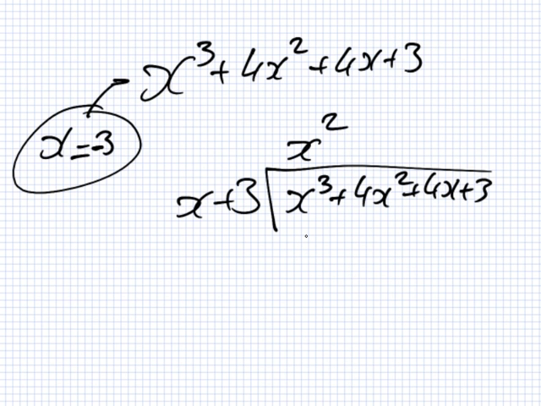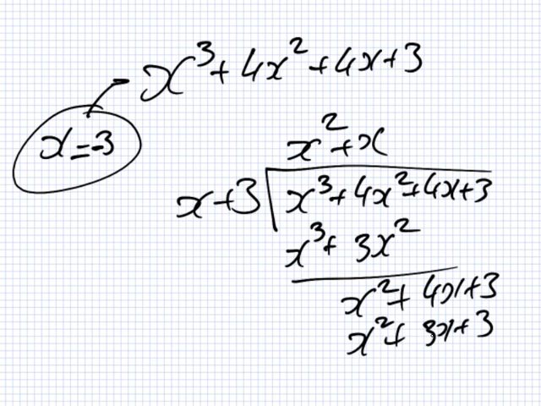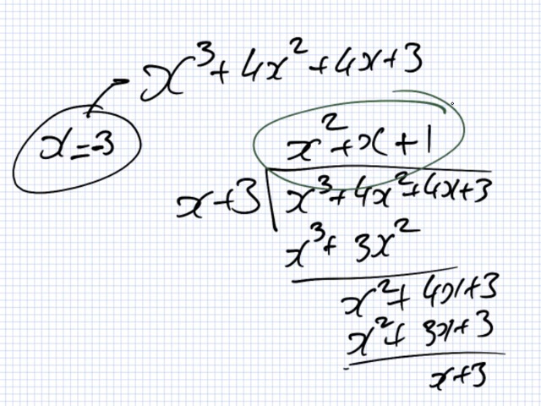Here is x squared. This will be x cubed plus 3x squared. You're left with x squared plus 4x plus 3. This is x squared plus 3x plus 3. So you're left with x plus 3. So the last one is 1. But when you look at this, you see that the discriminant is negative, so this has no roots.